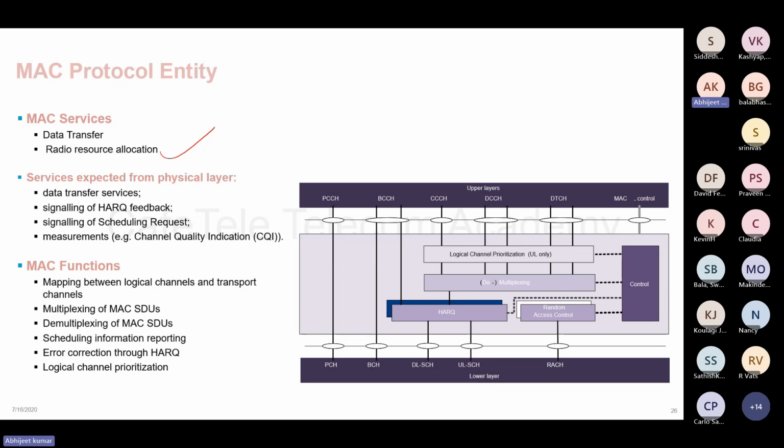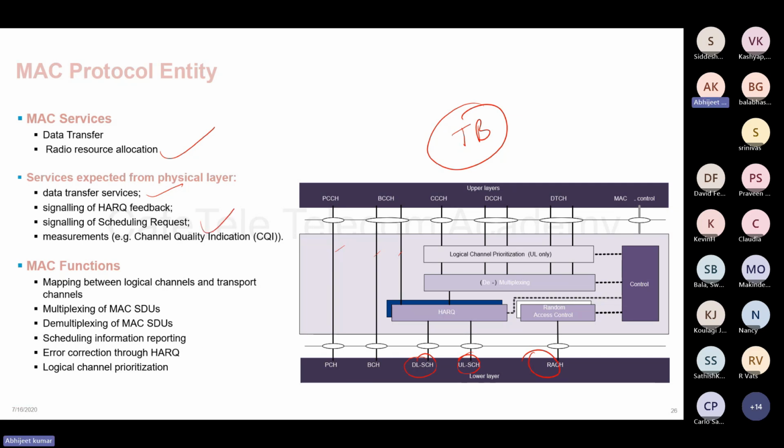So here we have different functions. What kind of functions do we have? If you see here, data transfer service. The physical layer basically provides the actual transmission and reception of the signal over the radio interface. And the MAC layer transmits the data to the physical layer in the form of transport blocks. So if you have different entities, only one entity transmits to the physical layer, because they can only transmit the data in the form of a transport block.